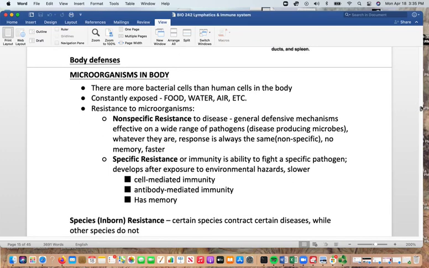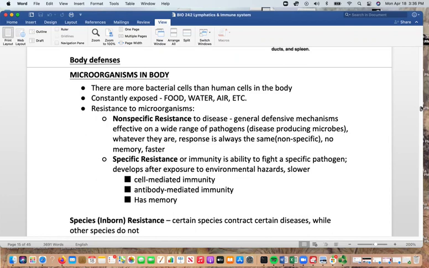So in terms of microorganisms in the body, there are a lot of them. There are more bacterial cells in your body than there are human cells in your entire body. There's more bacterial cells in your gut than human cells in your entire body. So you have a lot of them. They're constantly going to be exposed to food, water, air, etc.